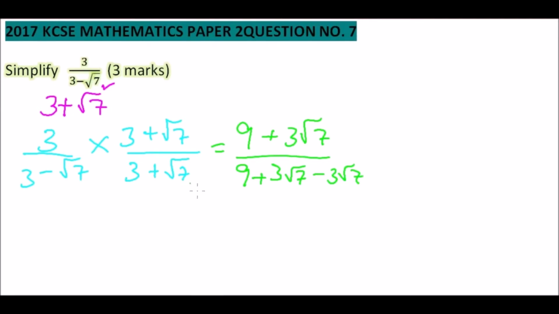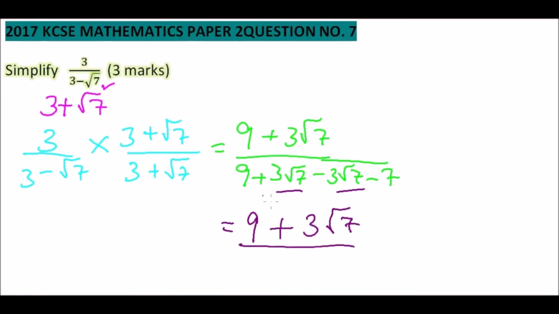You note that 3 root 7 minus 3 root 7 is 0. So here we will be left with 9 minus 7. So we write our expression. This is 9 plus 3 root 7, all divided by 9 minus 7, which will give you 2. Once you get to that stage, you have already simplified, though you can write it now as 9 over 2 plus 3 root 7 divided by 2. So that is how you are supposed to work that.